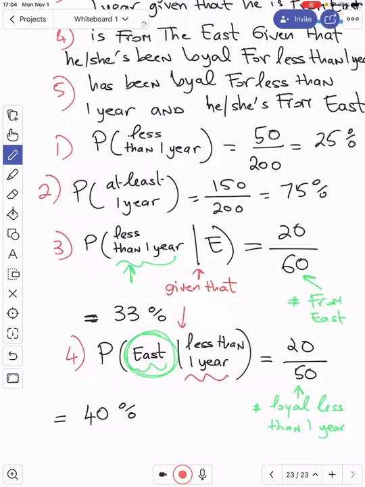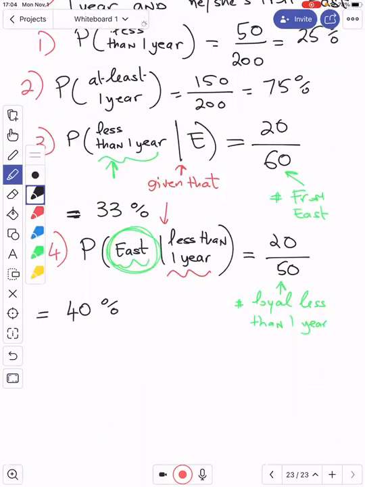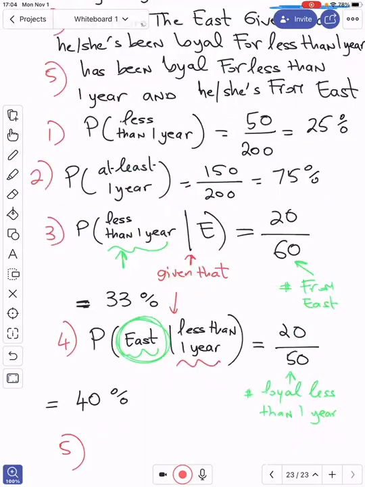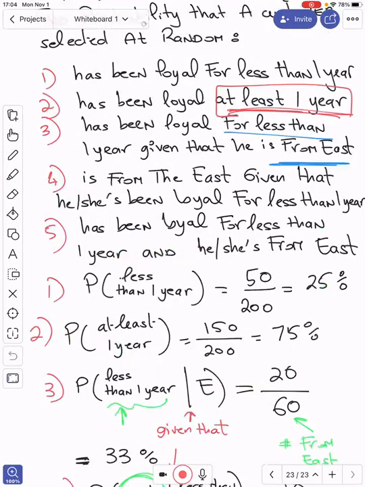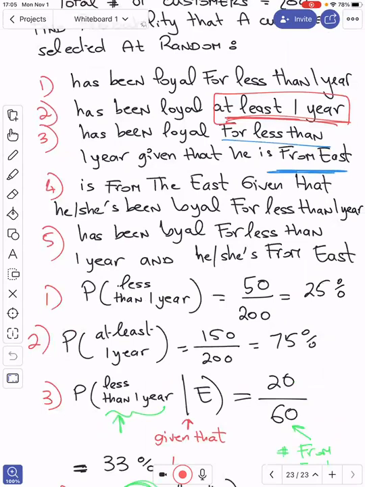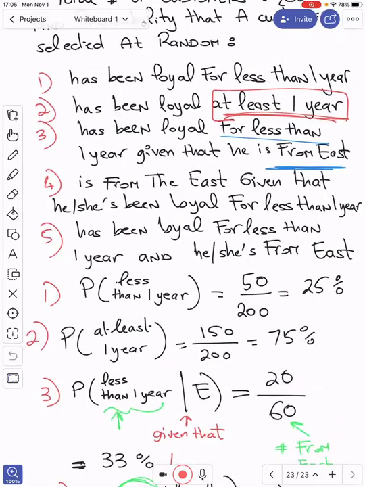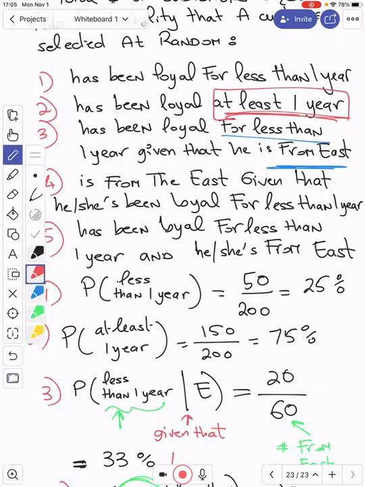Okay, and then for number 5, so the customer selected at random has been loyal for less than 1 year, and, right? So the keyword here is and.